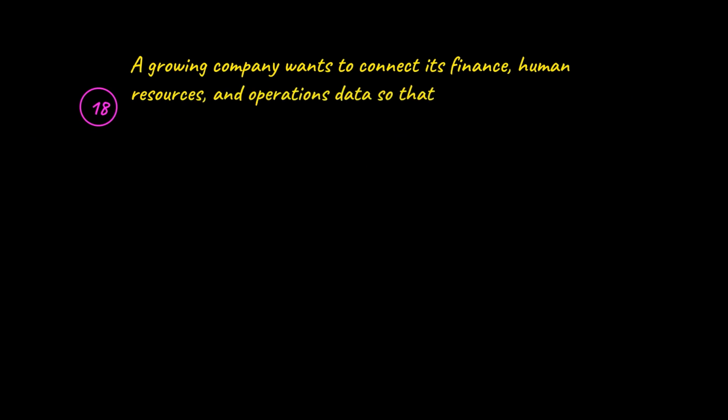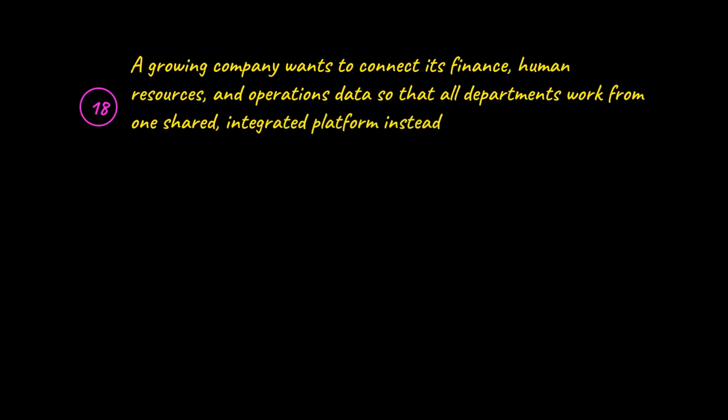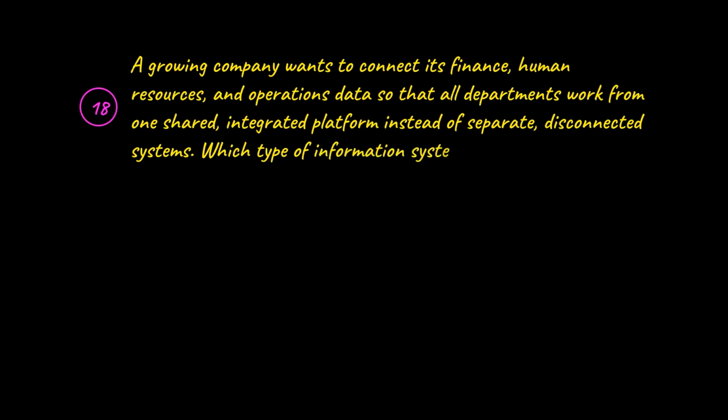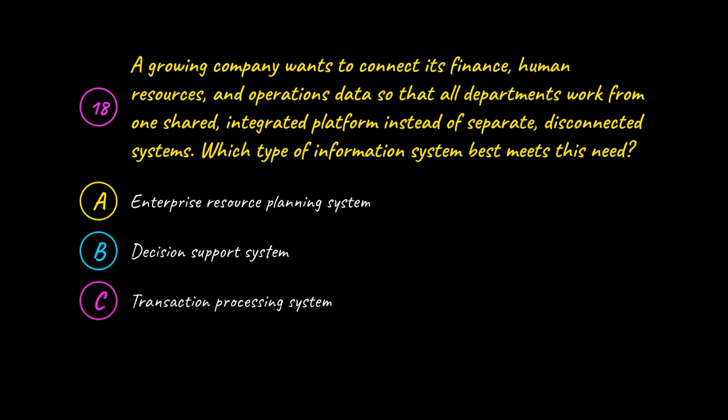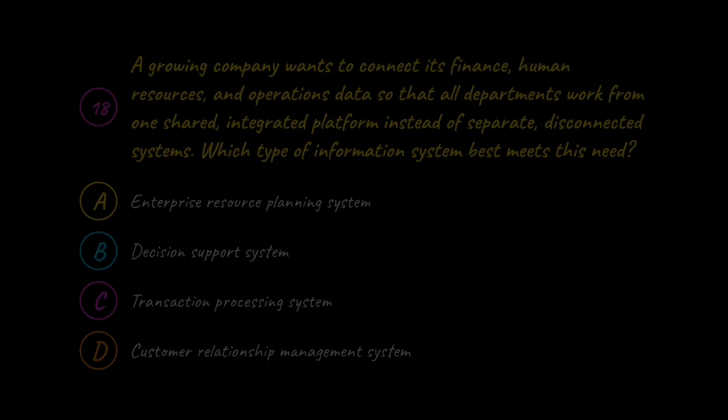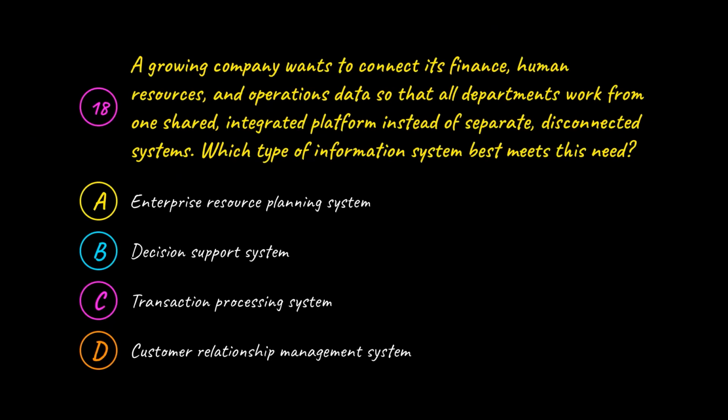Question 18. A growing company wants to connect its finance, human resources, and operations data so that all departments work from one shared, integrated platform instead of separate, disconnected systems. Which type of information system best meets this need? Your options are A. Enterprise Resource Planning System, B. Decision Support System, C. Transaction Processing System, D. Customer Relationship Management System. Take a second. Which answer would you pick?